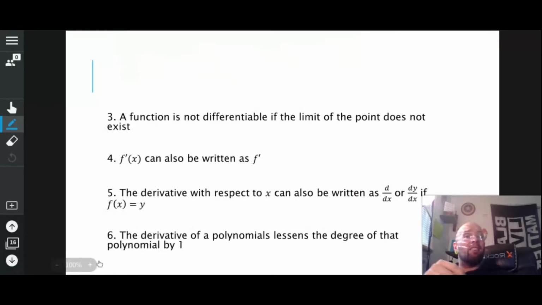A function is not differentiable. Now, what does differentiable mean? Differentiable means you can take the derivative. A function is differentiable if you can take the derivative. Taking the derivative is also called differentiation.